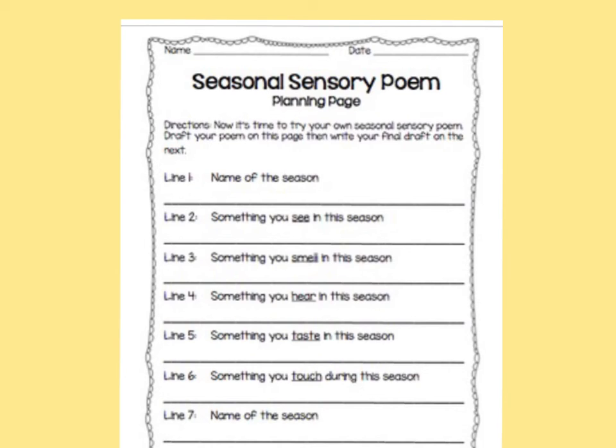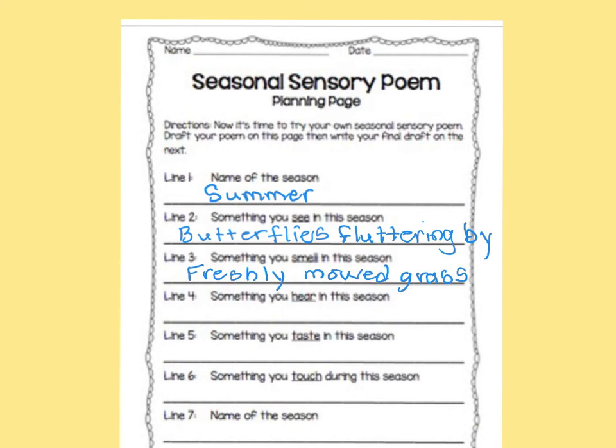So this is my planning page. So I'm going to start with the season of my choice, and I'm going to choose summer. Next, I need to think of something that I see in this season. And I chose butterflies fluttering by. Now line 3 is something you smell during the season. And in the summer, I smell freshly mowed grass.